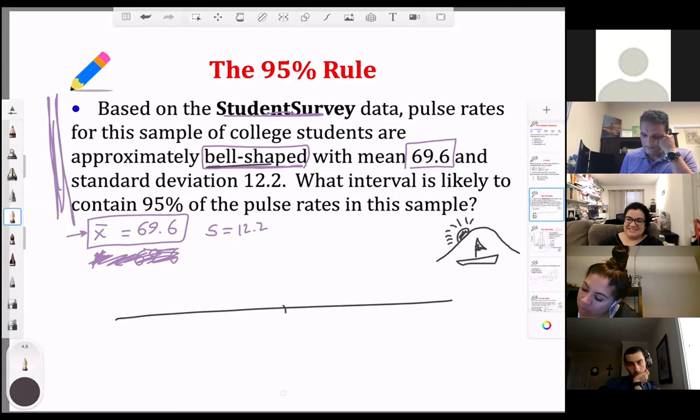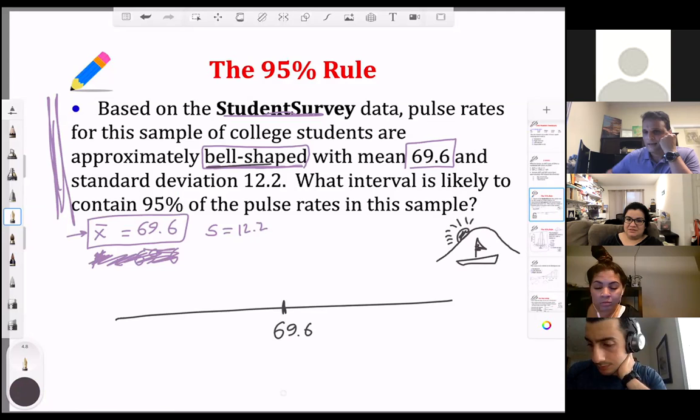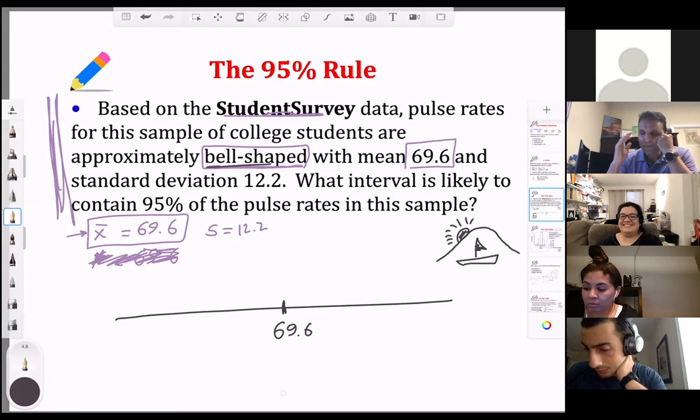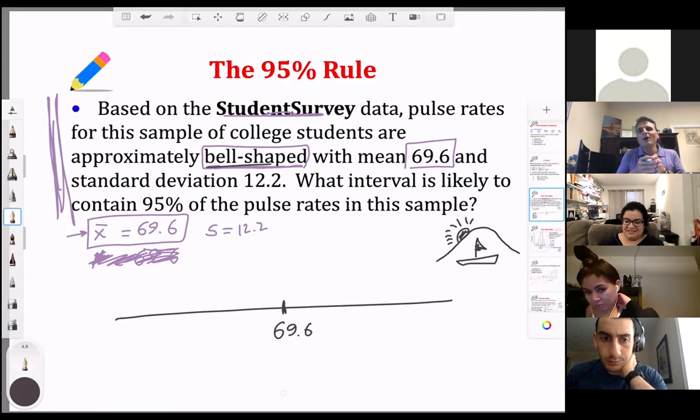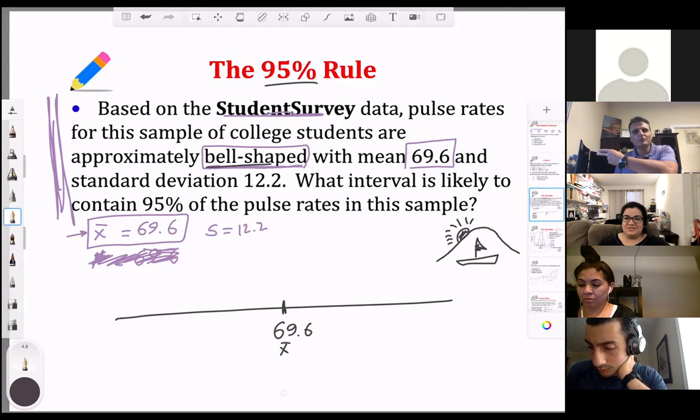So the mean is 69.6 and the standard deviation is 12.2. Now I'm going to ask Mariana, what interval is this? How far does it go? 69.6 is the mean. What do we know about 95%? At maximum, it goes 2, correct?